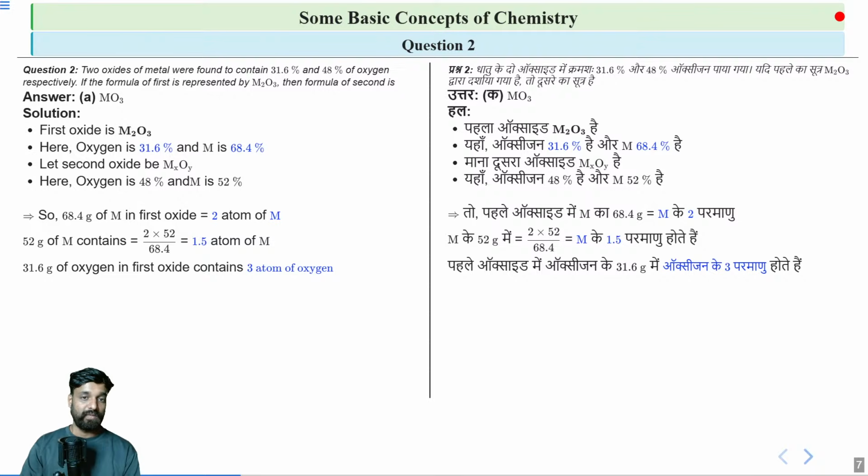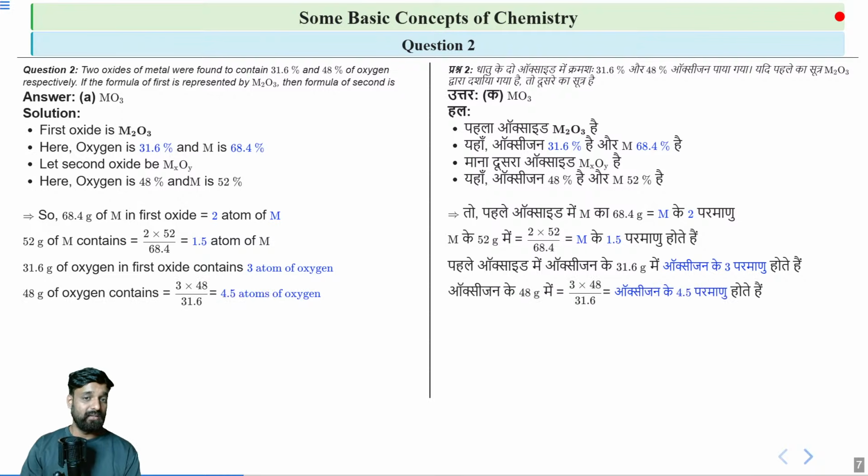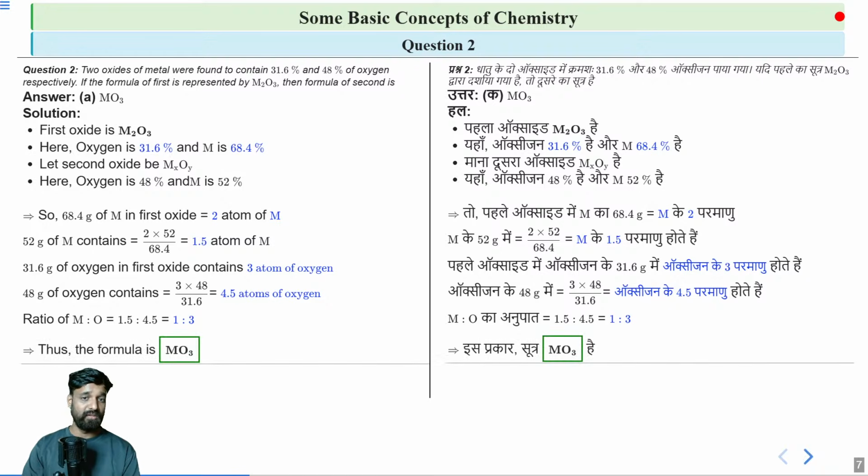Right? Now, again applying the unitary method, we can say that 42 gram of oxygen will contain 3 into 48 by 31.6, which is 4.5 atoms of oxygen. Now, comparing both, we can take the simple ratio and write it as 1:3. Therefore, the molecular formula will be MO3 for the second oxide.